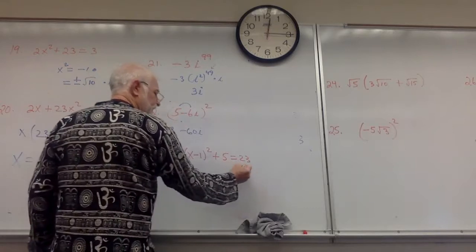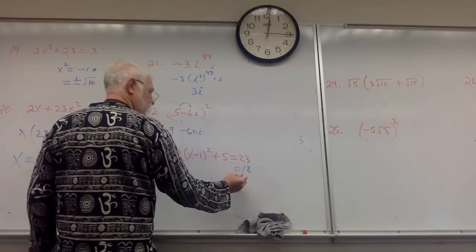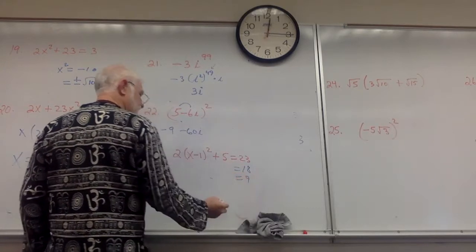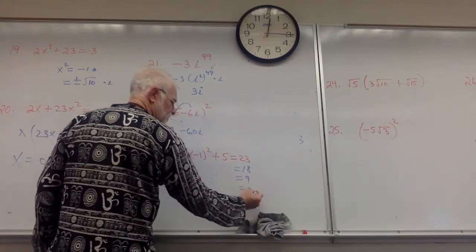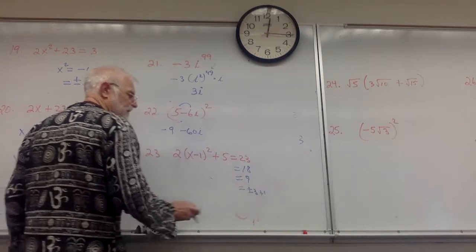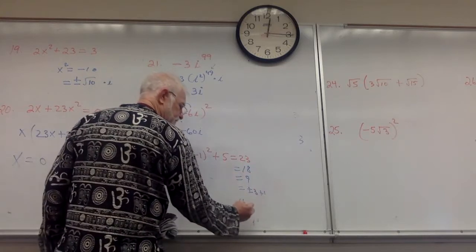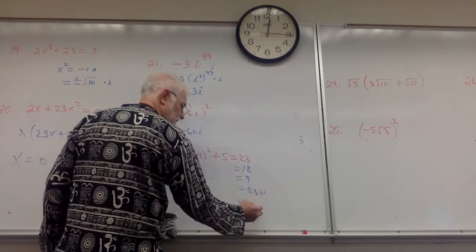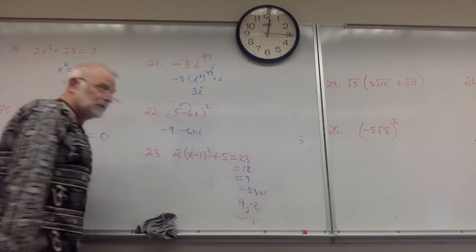Okay, I'm going to subtract 5. That's 18. I'm going to divide by 2. That's 9. I'm going to take a square root, which is plus or minus 3. And then I'm going to add 1. So what are my answers? 3 and 1 make 4. Minus 3 plus 1, negative 2. Those are the 2 answers for that.